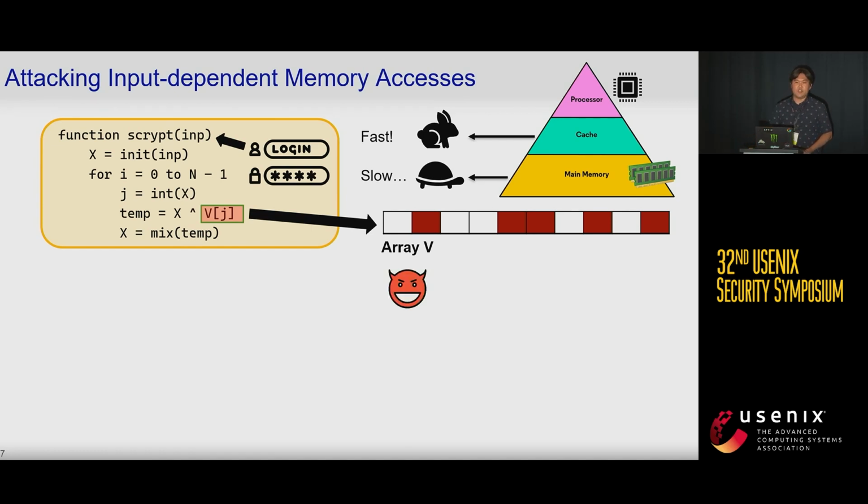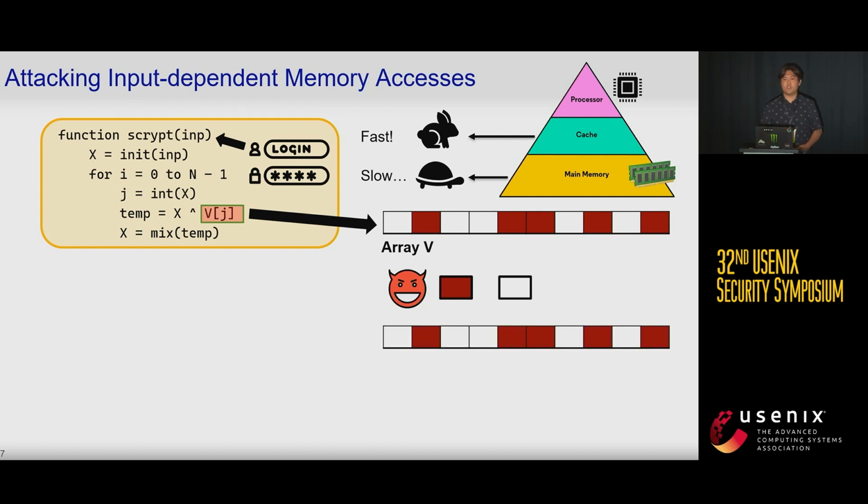Armed with that knowledge, we can now have an adversary who sits and times the access to elements in the V array. So the red elements are quickly loaded from cache to the adversary, but the white elements are slowly loaded from main memory. And using this timing difference, the adversary is able to reconstruct a trace of that heat map on the top.